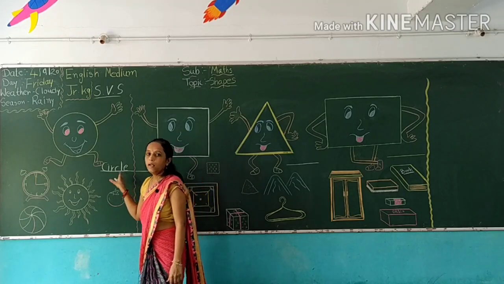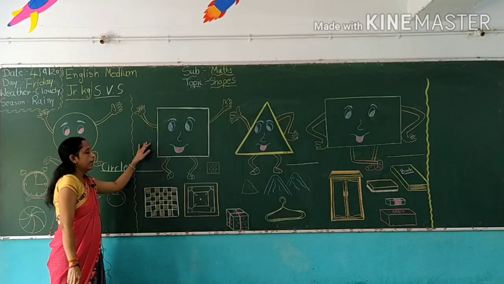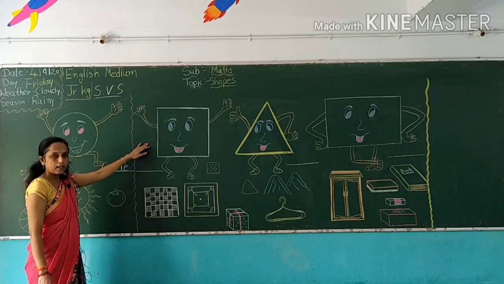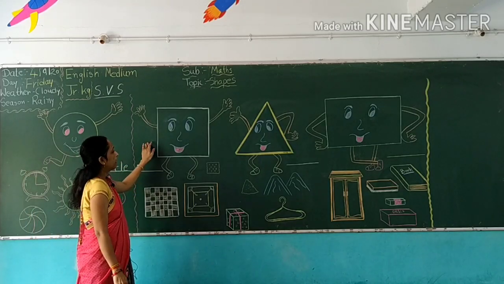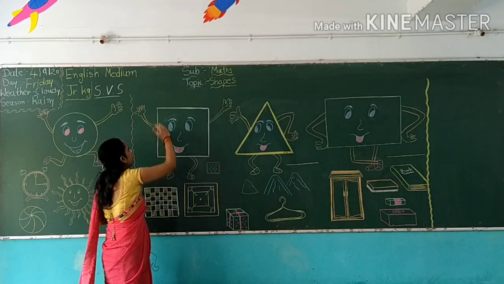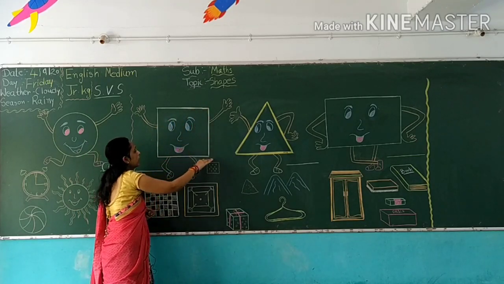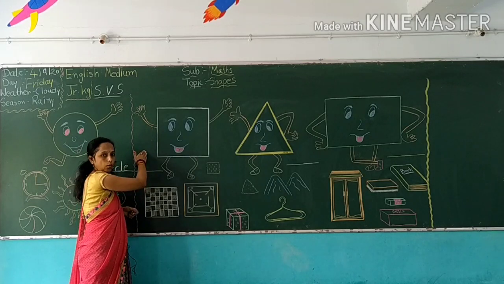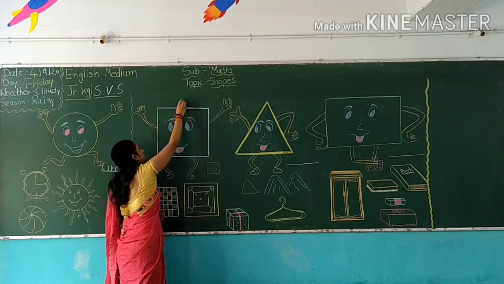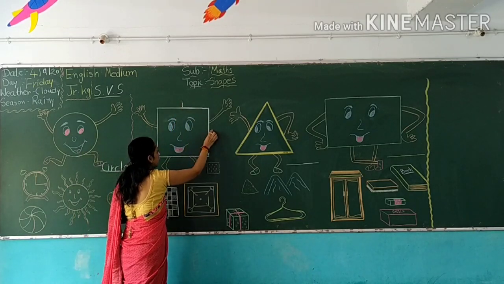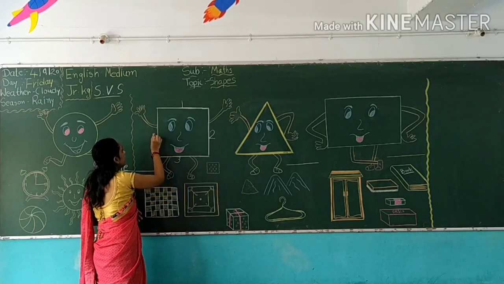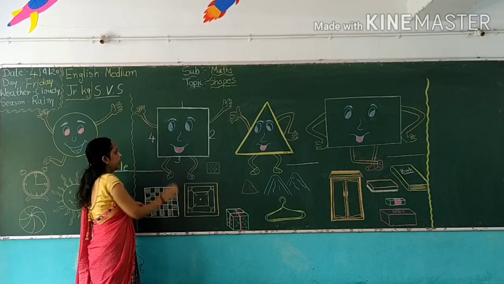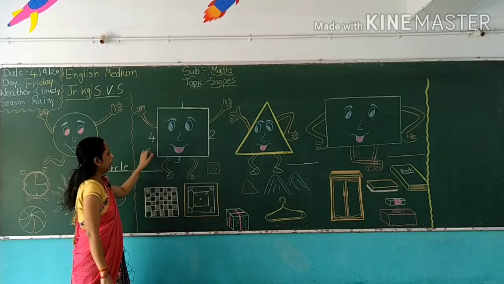C-I-R-C-L-E. Circle. And our second shape is square. What is this? This is a square. It has four sides. 1, 2, 3 and 4, and it has four corners.